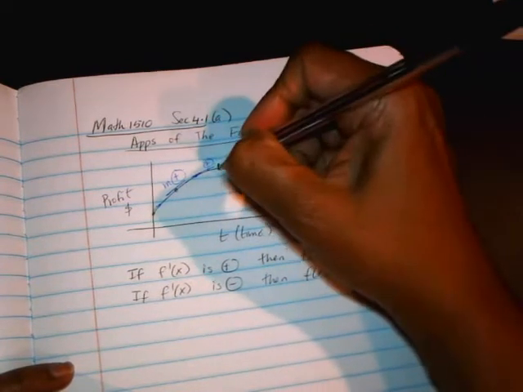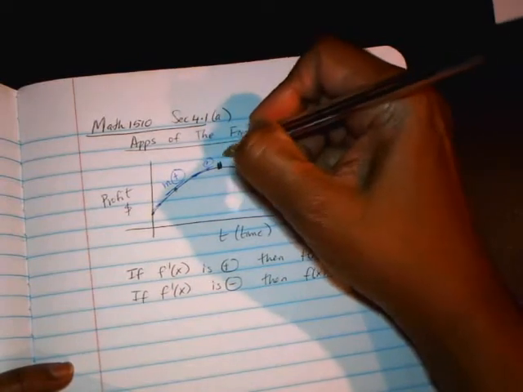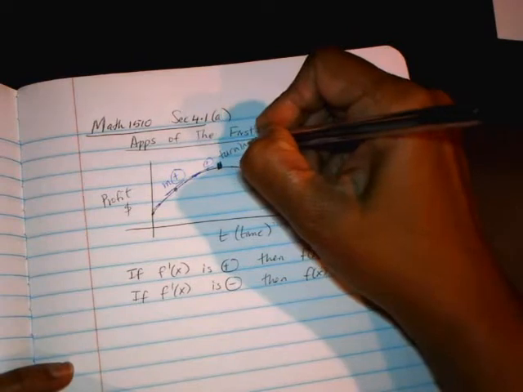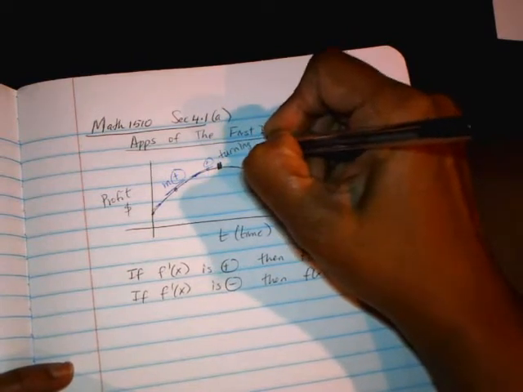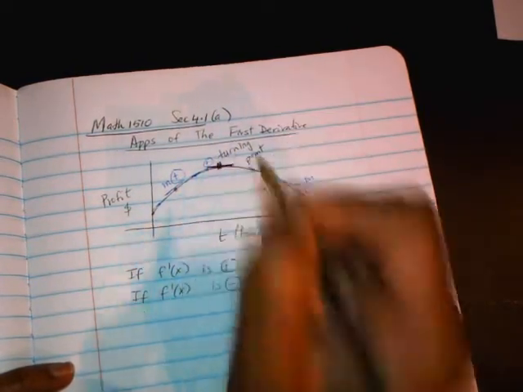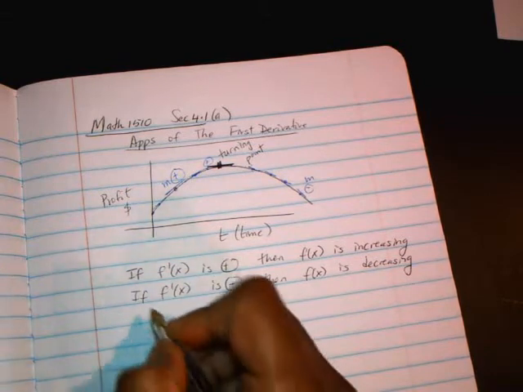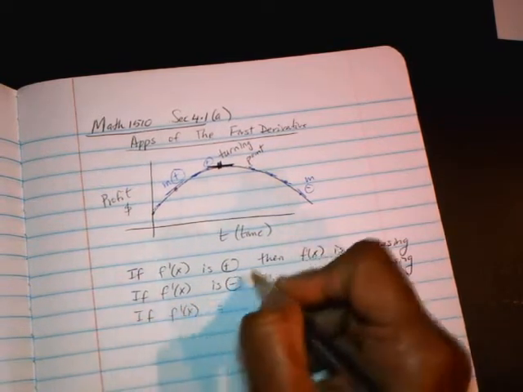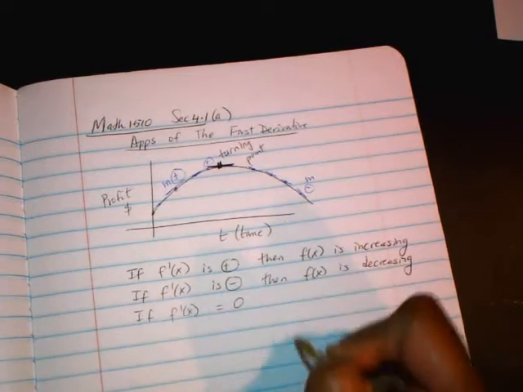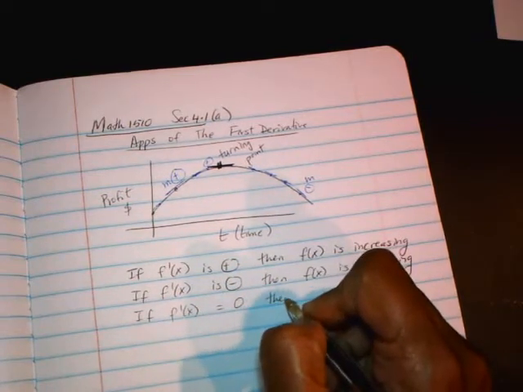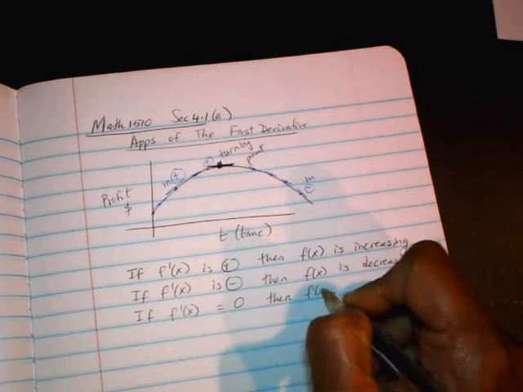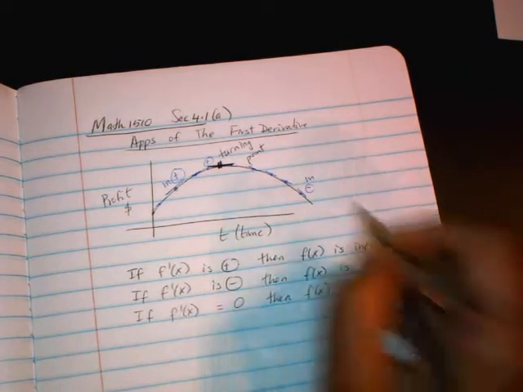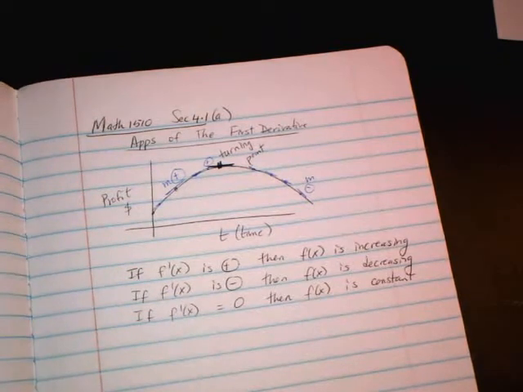Now right up here at the point where you have a turning point, where the graph turns, notice that if you drew a tangent line, it would be horizontal. So if f prime of x is neither positive nor negative, if it is 0, then the function is constant. You'll notice that it's a flat line there.